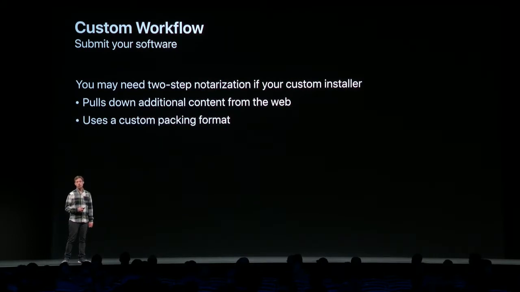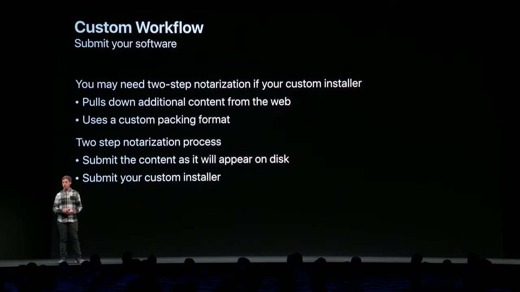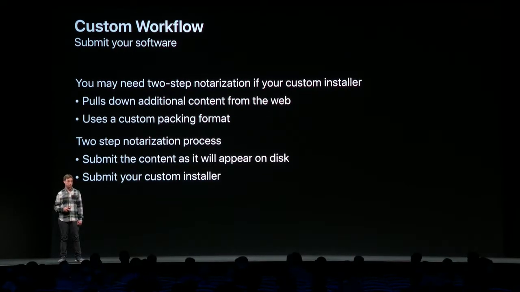Now, one other thing to think about is if you actually have a custom installer. And custom installers can be a little bit trickier if they pull down content from the internet as part of their installation, or if you use custom packaging formats. And if you have a custom installer app that does one of these things, you may need to perform 2-step notarization, where you actually take all the content as it's going to arrive on disk, submit that for notarization using one of the 3 supported formats, staple it, and then you submit your custom installer app separately.